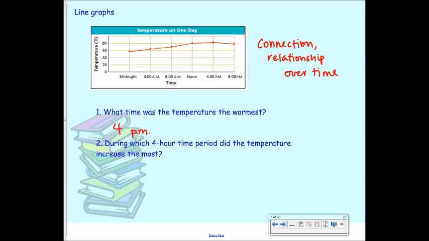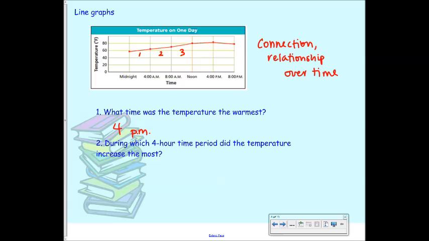You could figure out the actual temperatures, and you can also look at the slope of the line. So you're looking for the line that has the what slope? The biggest slope, the steepest slope, right? Which one of these three, let's call this 1, 2, and 3, which one appears to be the steepest? 8 a.m. to noon, so number 3, right? This one appears to be the steepest.